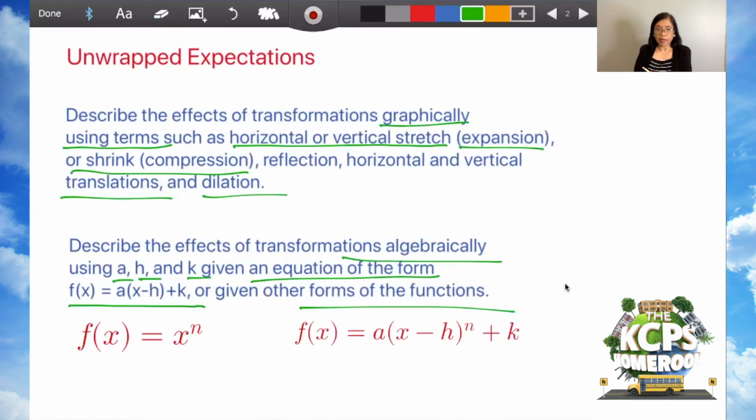So in this case, we're actually looking at a parent function. Let's say f of x is equal to x to the power n. So when n is 1, we have a linear function. When n is 2, we have a quadratic function, 3 cubic, and so on. Now, what happens if we change the parameters and transform this into the form f of x is equal to a times the quantity x minus h to the power n plus k? So what will now be the effect of these a, h, and k parameters on the graphs of functions?